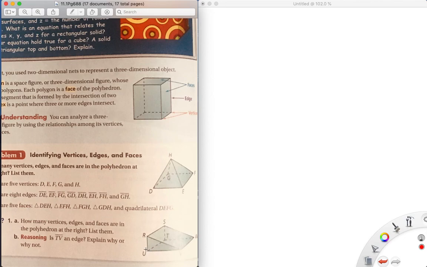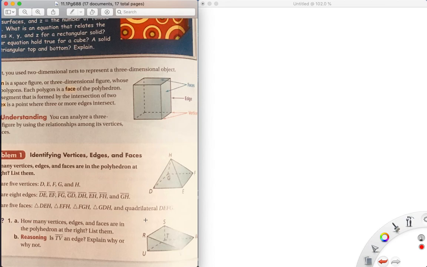Edges, those are the line segments where two faces meet. So you have RU, UV, RV, that's 3 right there. ST, TW, SW, that's 3 right there. Then we have 6 total right now. So SR, TU, it's 8, and then WV, that's 9. So I count 9.